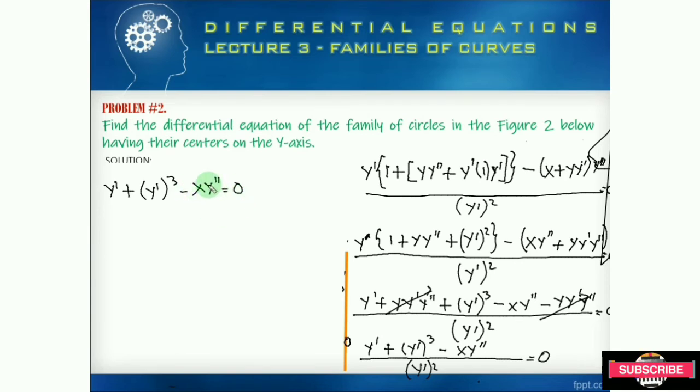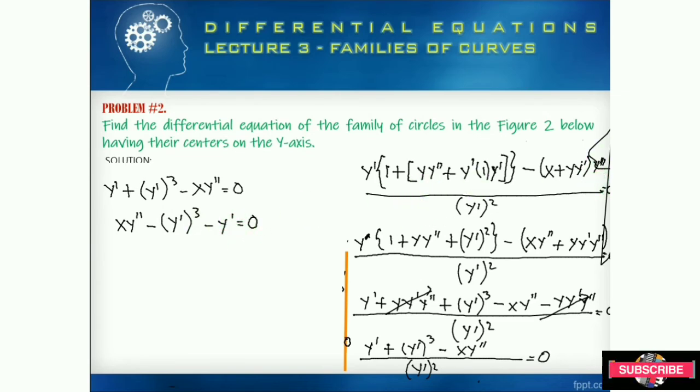So transposing this one to the other side, this would be x y double prime, which would be positive, and this would be negative, so minus y prime raised to the cube minus y prime is equal to 0.